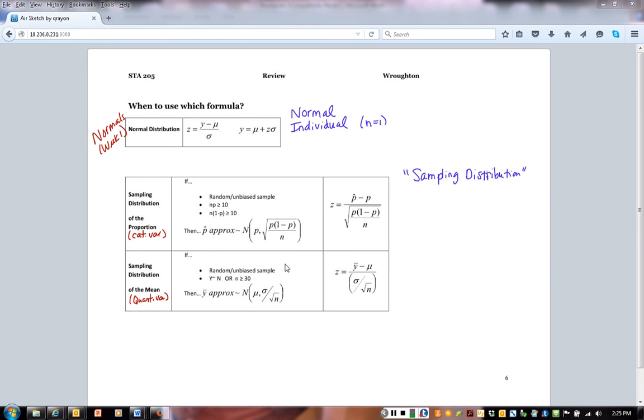Which set of notes did each of these come from? The sampling distribution of a proportion came from the 1 categorical variable part 1 notes, which was week 3. And the sampling distribution of the mean came from the 1 quantitative variable part 1 notes, which was week 9.